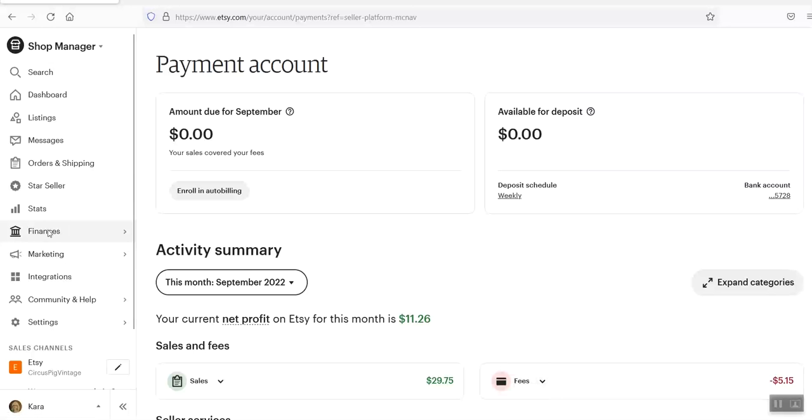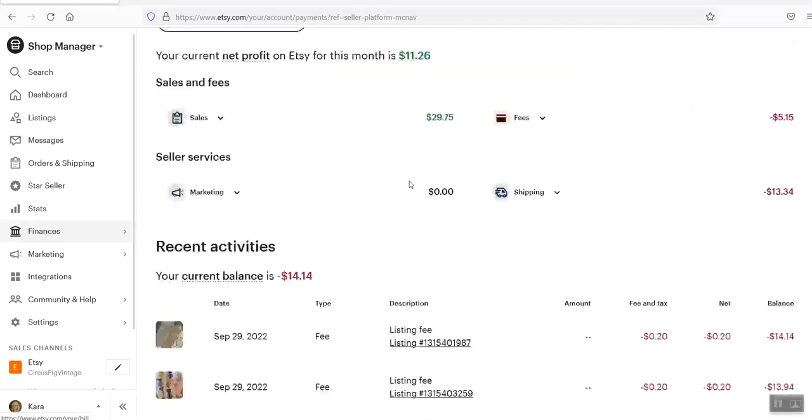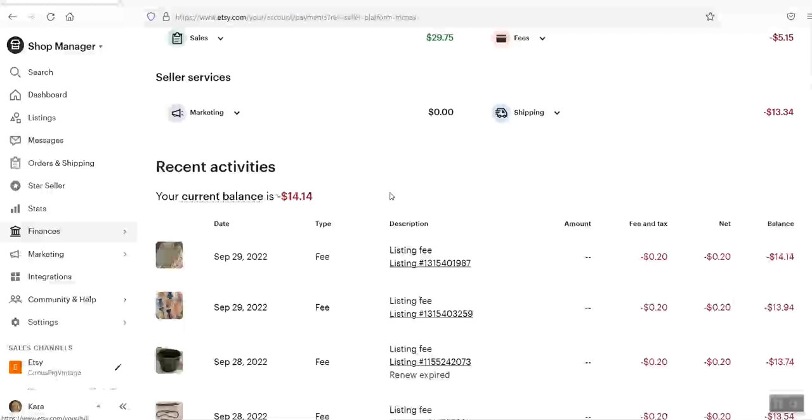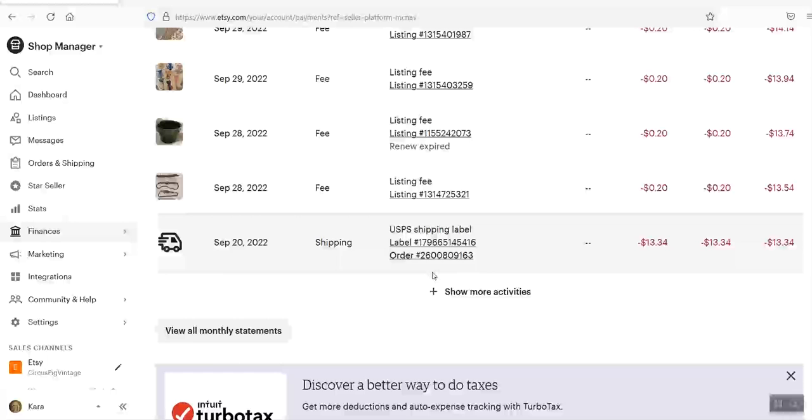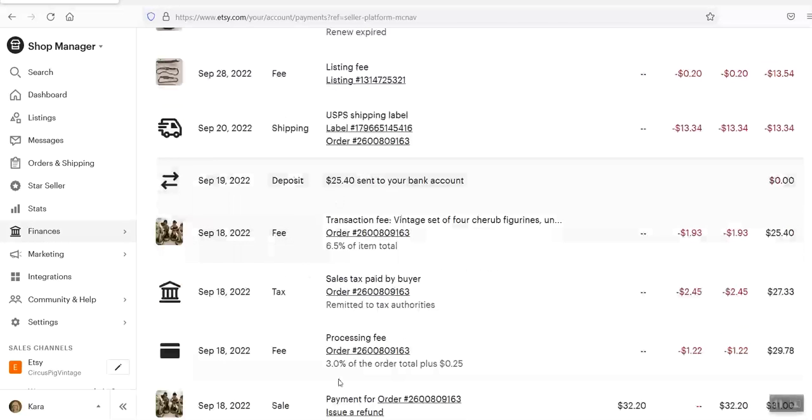All right, and the payment account, to get to that, you go to Finances, Payment Account. It will take you to this page. And see, I owe them money because I've been listing a lot of stuff. I'm trying to do more in my vintage shop, but this is really just here to clear out stuff out of my house. Okay, so this is an order that was free shipping.